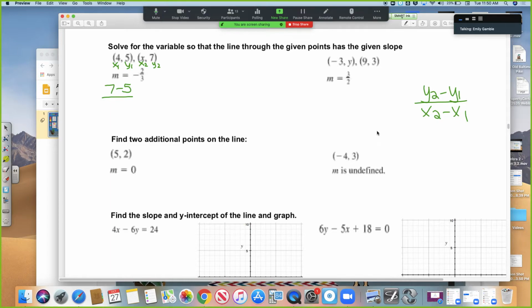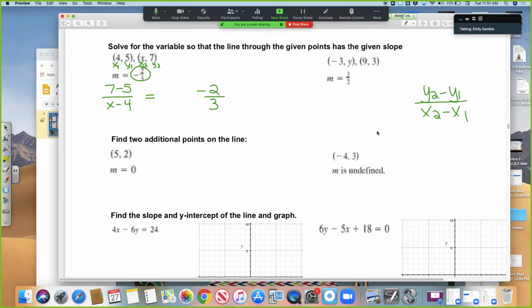This is weird because this is an x. This is going to be x minus 4. The question says solve for the variable so that the line through the given points has the given slope. This is the slope that I want this thing to equal. In the end, it needs to equal negative 2/3. So let's see what we have here. Let's see what we would need x to be so that this slope is negative 2/3.